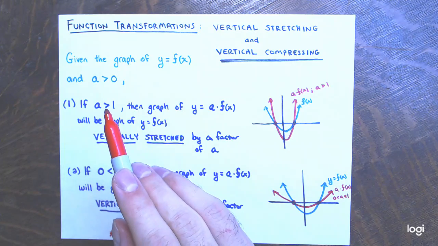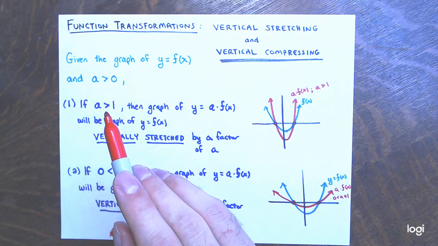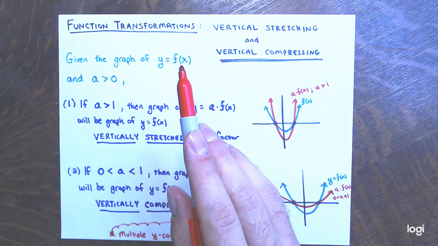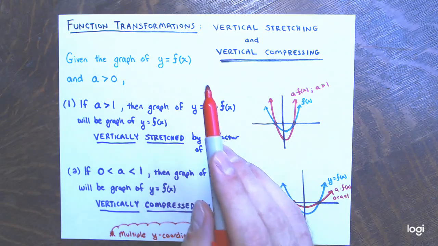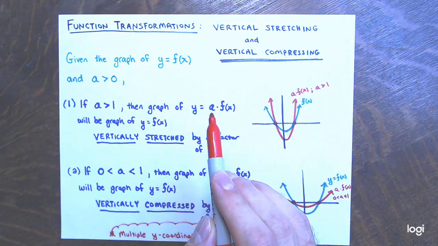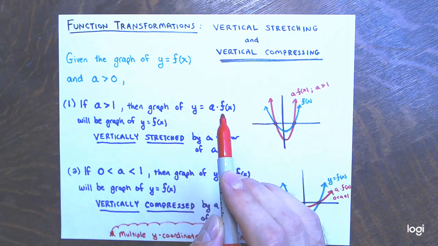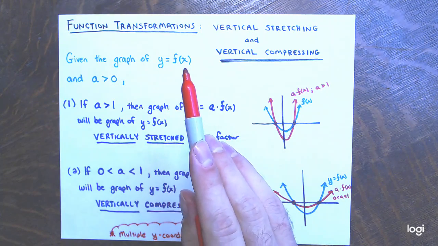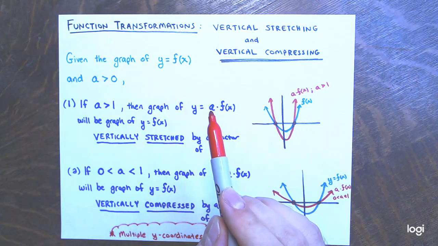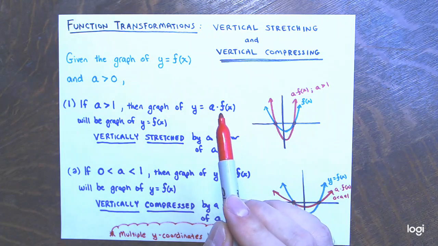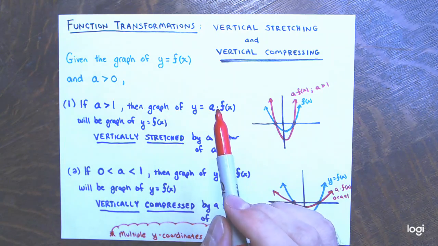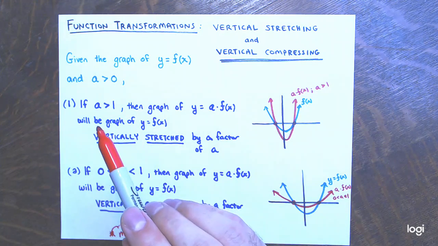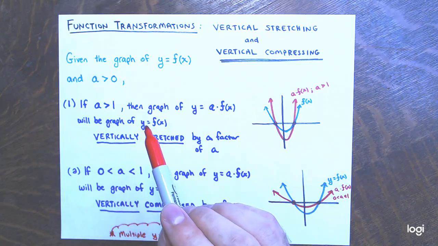If a is greater than 1, so say 2 or 3 or 5, and I leave the rule f of x the way it is, but then multiply the entire original rule by a, so instead of y equals f of x, I'm now looking at y equals a times f of x, 2 times f of x, or 5 times f of x, well, the graph of this new function will be the graph of y equals f of x.